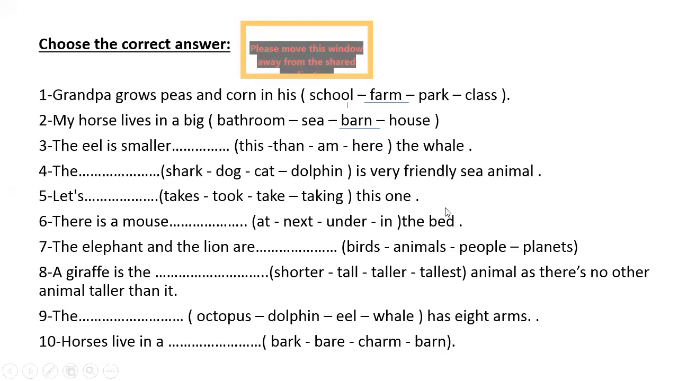So let's take Muhammad Amir. There's 20 minutes. Okay, if we can't finish in those 20 minutes, you can join again, but I'll do my best to finish, God willing. Muhammad Amir, can you try number three? The eel is smaller than the whale. Which one will come here? Smaller than, smaller here.